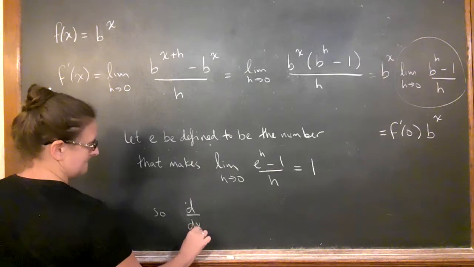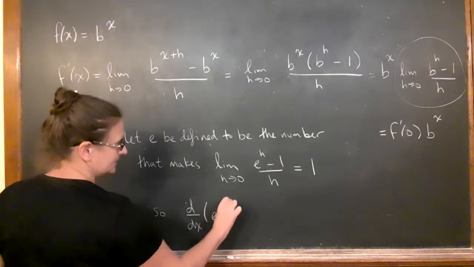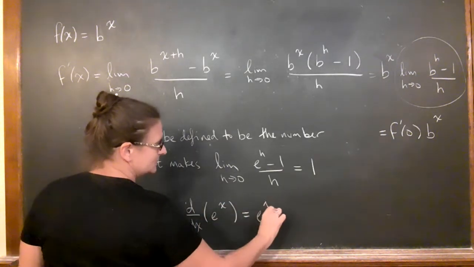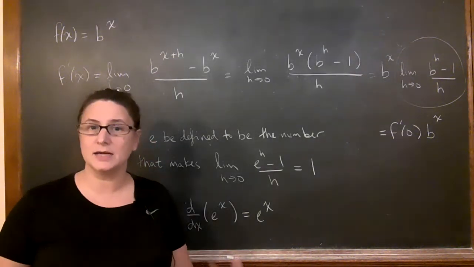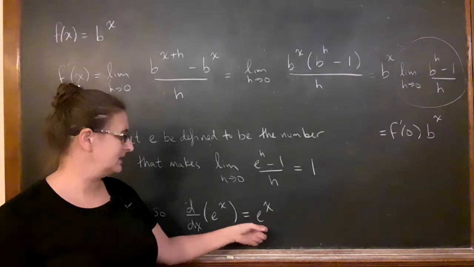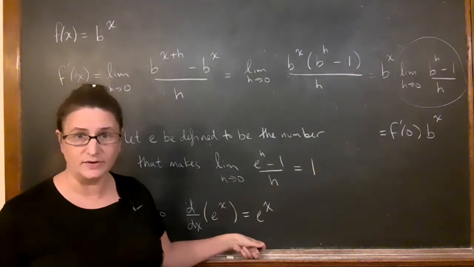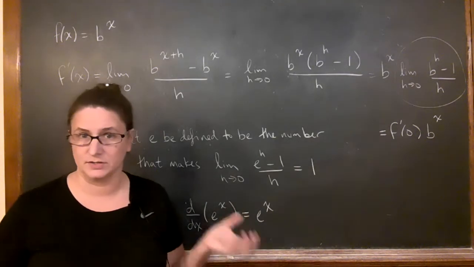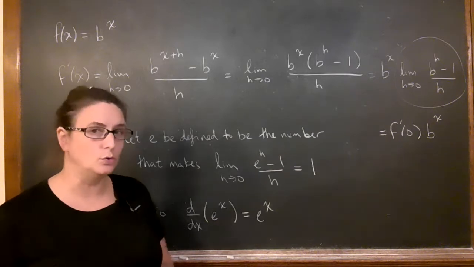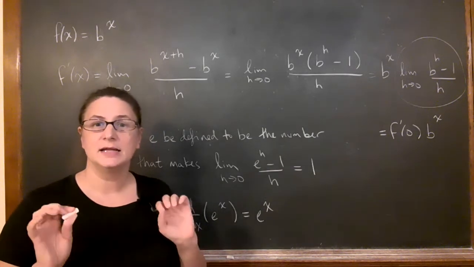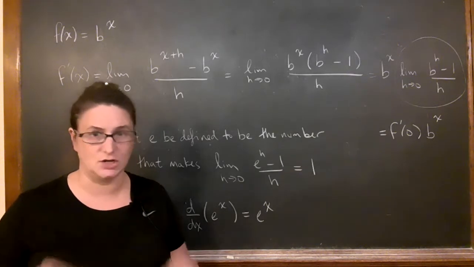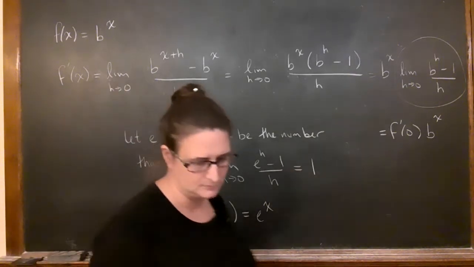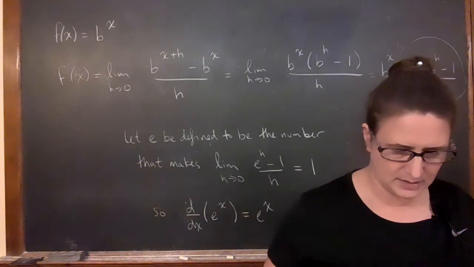So the derivative of e to the x is just e to the x. It's the same. No matter how many times you take the derivative, you're still going to get e to the x back every time. It's the only function that does that. So it's really kind of cool, right? It's very nice, easy to take the derivative of e to the x. It's just e to the x.